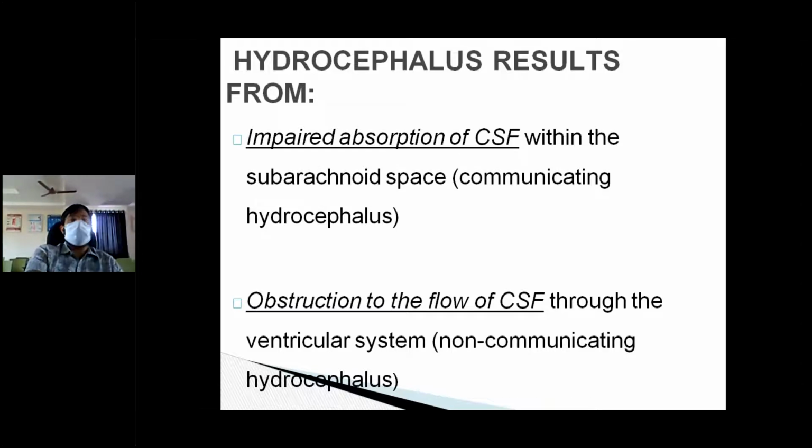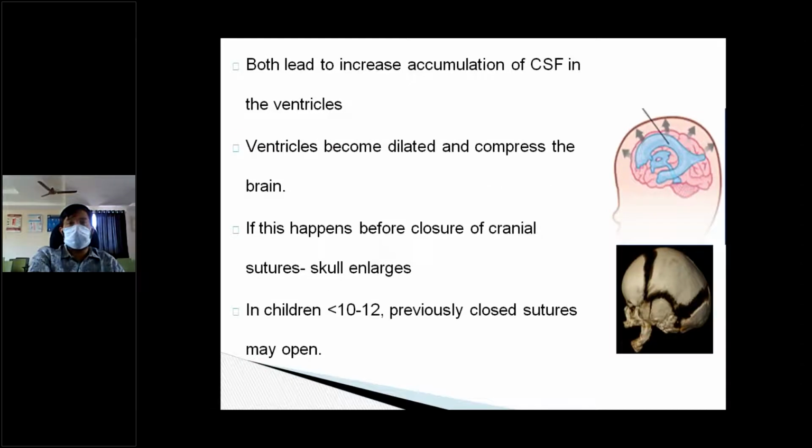Impaired absorption is seen mostly in the subarachnoid spaces and the choroid plexus, where absorption of CSF is decreased, causing accumulation of CSF within the ventricular cavities. Obstruction is seen when the aqueduct of Sylvius is closed or when a tumor obstructs the flow of CSF, which causes accumulation of CSF within that particular ventricle. If there is no communication, it is called non-communicating hydrocephalus.